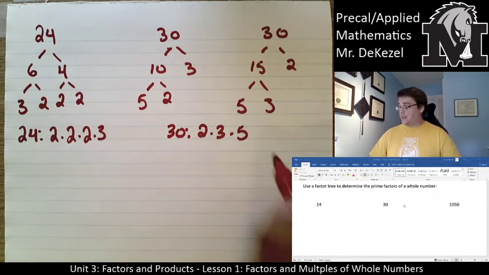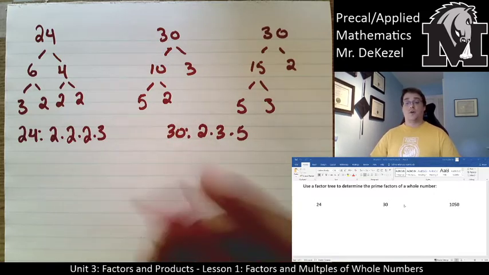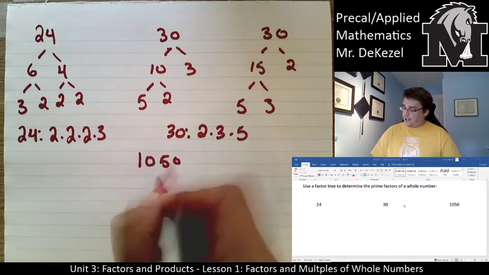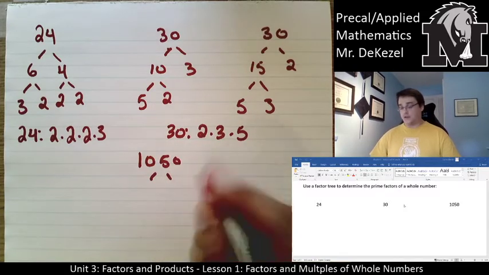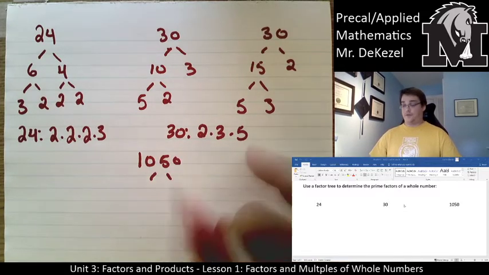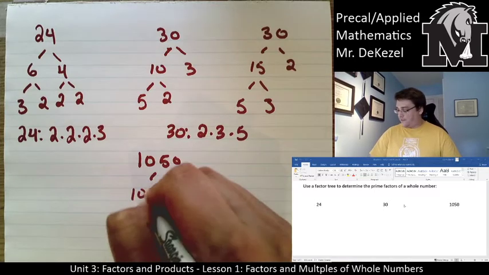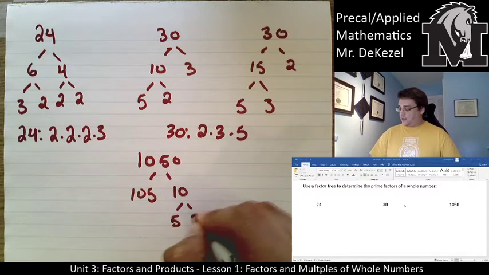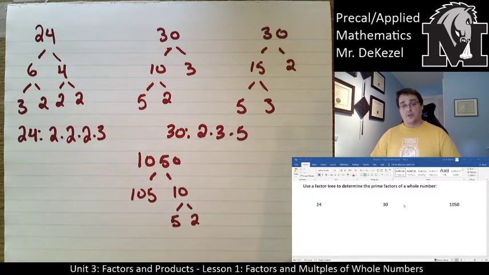So writing it as a set of prime factors is always the same. Let's do 1050 next, a little bit higher. Whenever I see a 0, I always like to take it off in the form of a 10. So I would go 105 and 10. 10 is easy to break down. We did that earlier. Breaks down into 5 and 2.